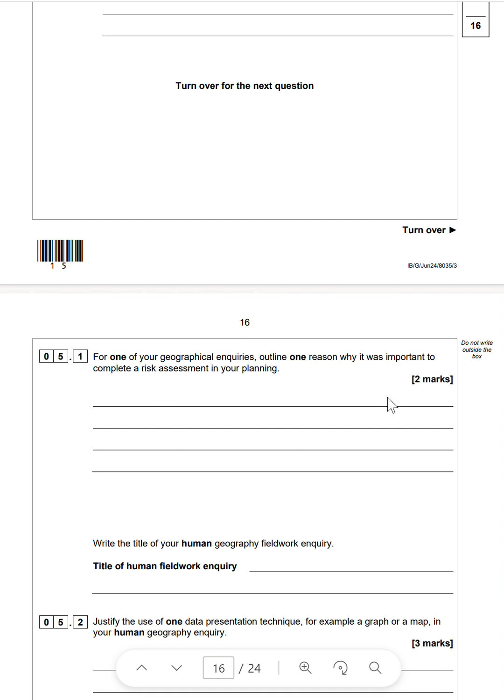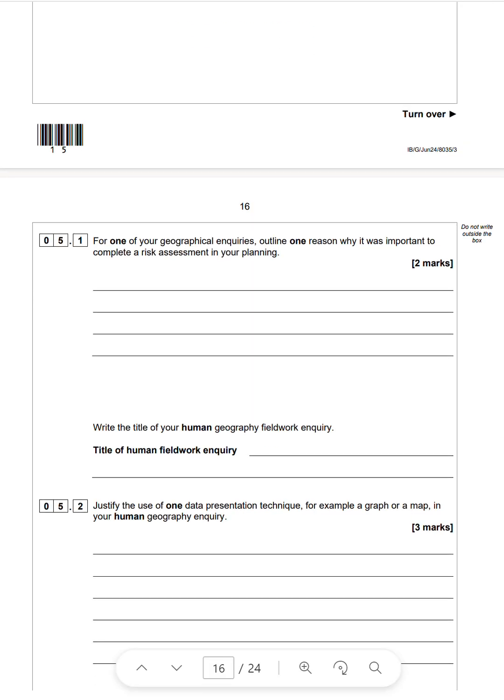Then question 5 is your own fieldwork experience. Okay, so for one of your geographical inquiries. So this is where you will either bring in your physical geography inquiry, which was Barlaston Downs and looking at how river characteristics change downstream, or, as it specifies here, your human geography fieldwork inquiry, which is when you looked at regeneration in Hanley.